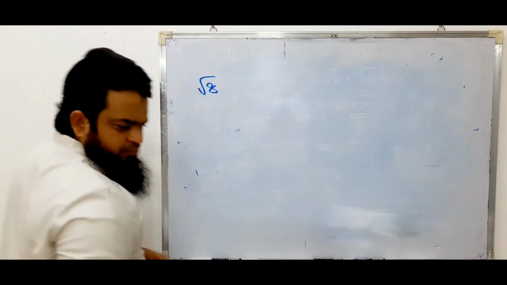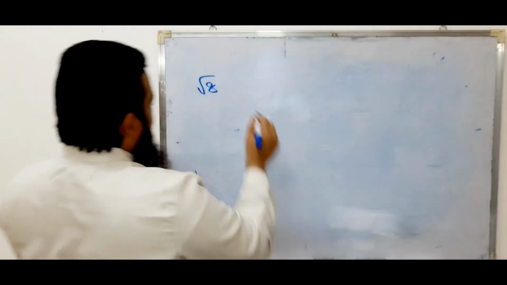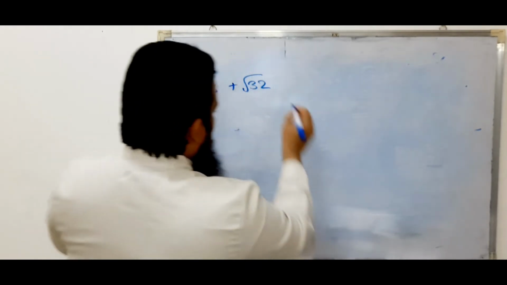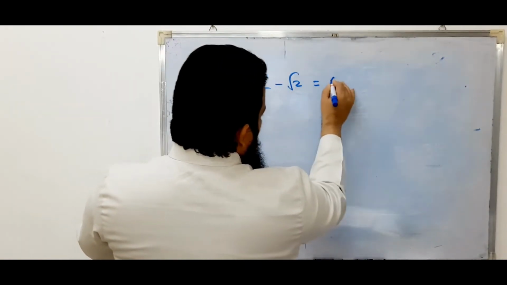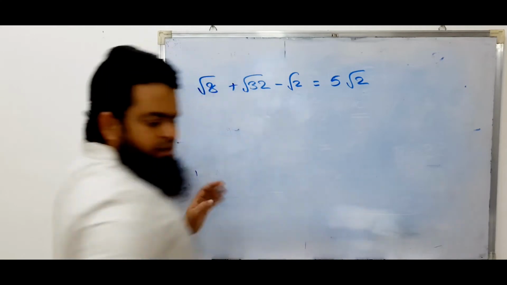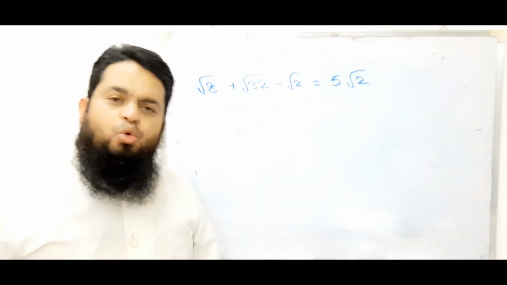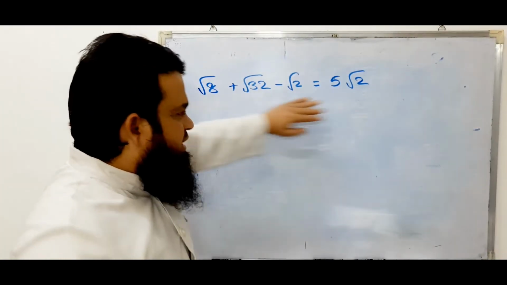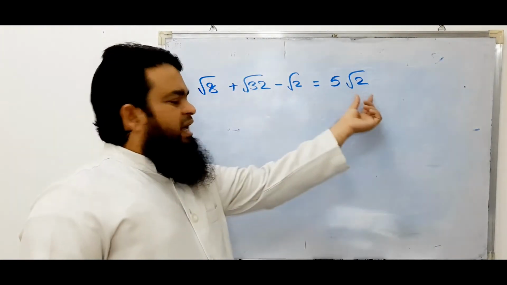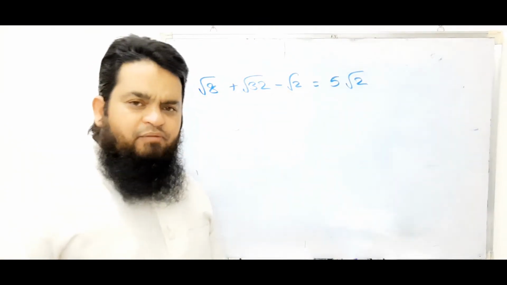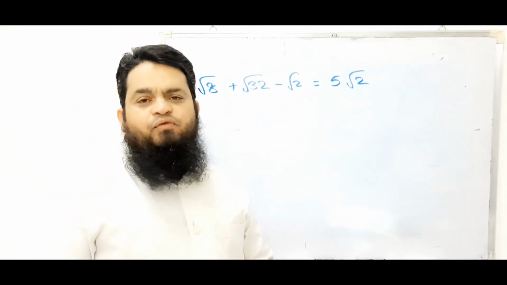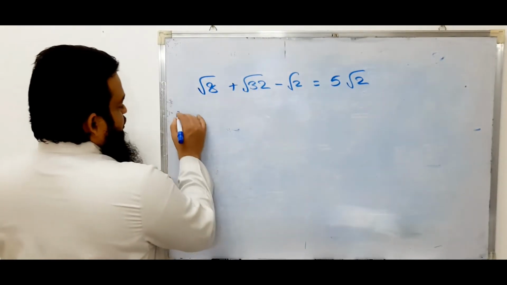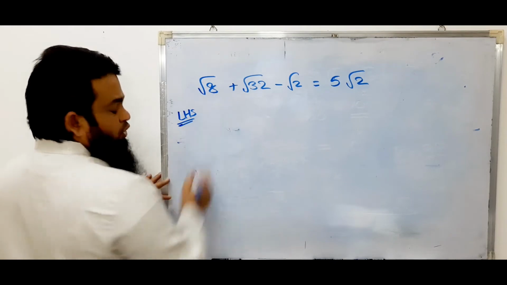Root 8 plus root 32 minus root 2 equals 5 root 2. He has given this and he is asking whether it is true or false. See, when we see here, mainly LHS and RHS. On the RHS you have 5 root 2. They are simplified. You cannot break down into more factors, right? So therefore, let us solve this LHS. So take LHS. Yes, root 8.